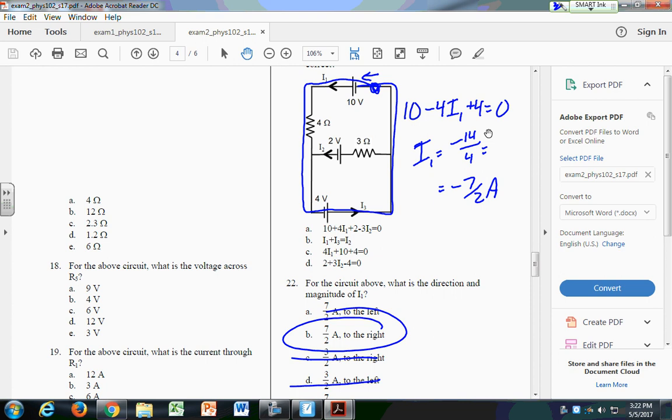Let me double check my answer. So, yes, I'm sorry. It's negative 14 over negative 4, which comes out to be positive 7 halves. So it is 7 halves to the left, which is as it's shown. Sorry about that.